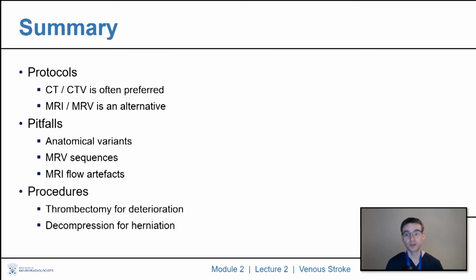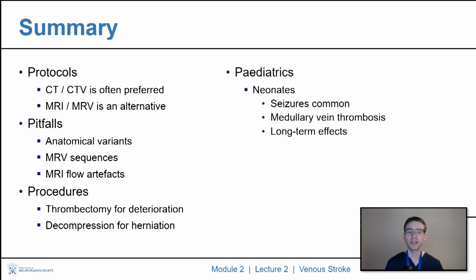We talked about potential procedures that might help, so that could be thrombectomy for your deteriorating patient, or those in whom anticoagulation is contraindicated, and decompression for the patient with brain herniation as a life-saving procedure. And we talked about different age groups. Neonates, where seizures might be common at the time of presentation. Remember the case we looked at of medullary vein thrombosis, as well as the deep venous sinus thrombosis.